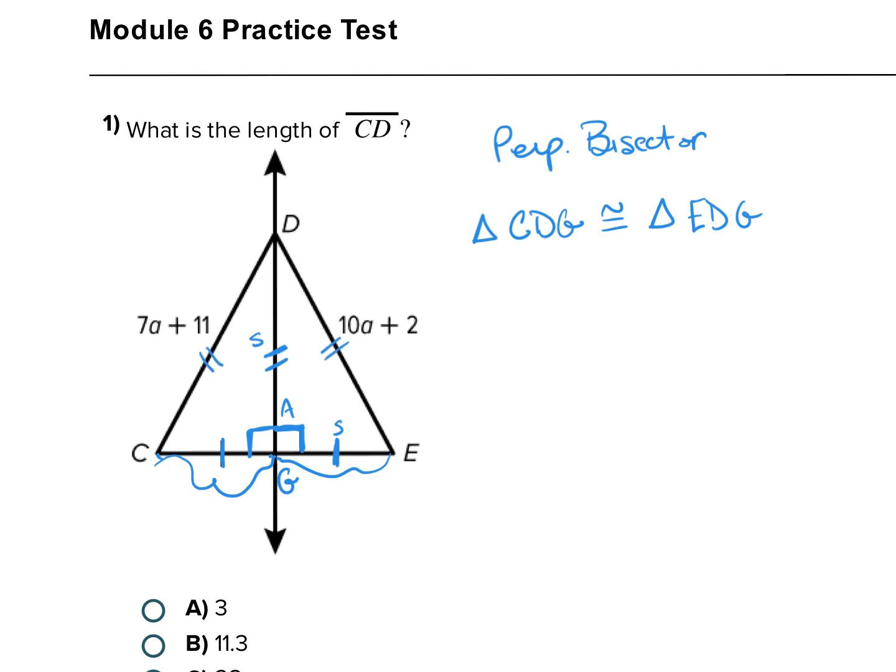So that means that because the two triangles are congruent, side CD is congruent to side DE. And if they're congruent, that means their values are equal. So to solve for the length of CD, CD is 7a plus 11, DE is 10a plus 2, and because they're congruent, they are equal. So I now have an algebraic expression I can solve.